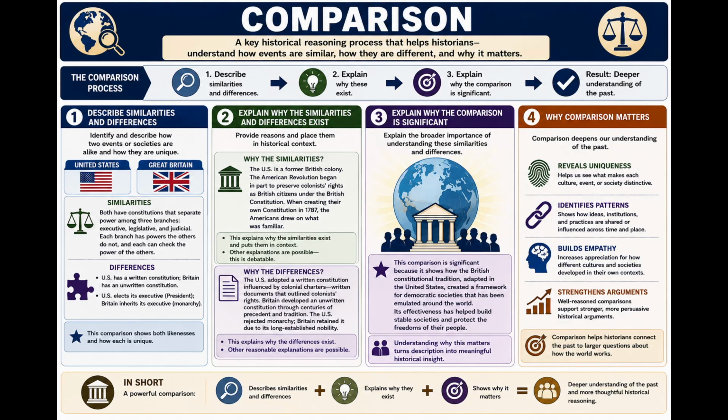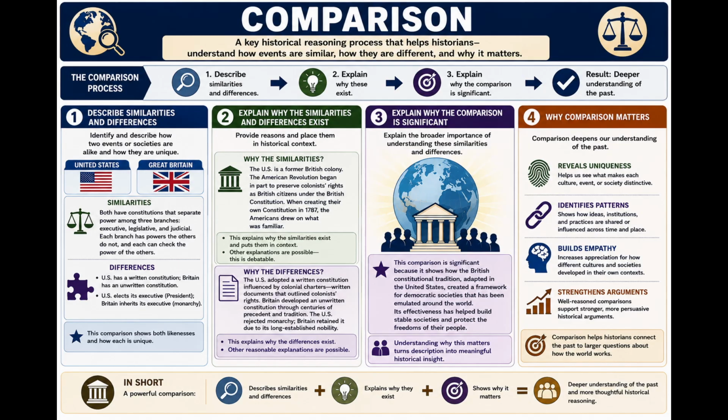So how are they different? The United States and Great Britain are different in that while they both have constitutions, the United States has a written constitution and Great Britain has an unwritten constitution. The United States elects its executive branch, which we call the president, and Great Britain inherits its executive branch, which is what we call the king or queen, or the monarchy. This is a really effective comparison between the United States and Great Britain. It describes their similarities and differences while being able to highlight how each is unique, right? What makes each of them unique.